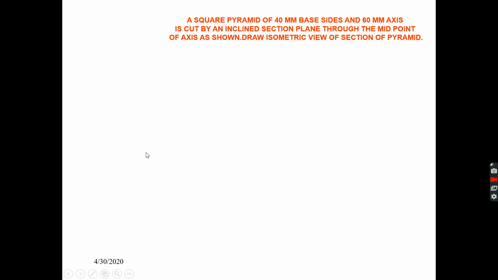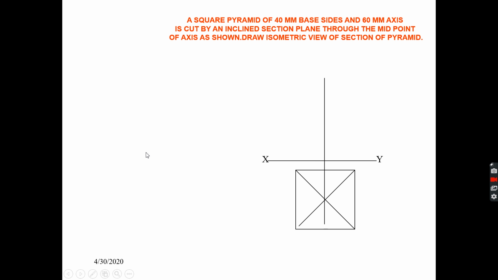In the next question, it is given that a square pyramid of 40 mm base side and 60 mm axis is cut by an inclined section plane through the midpoint of the axis as shown. Draw the isometric view of the section of the pyramid. So this question is given to you. The square pyramid is given, and the section plane is cutting the square pyramid through the midpoint of the axis, and all these points are given to you.